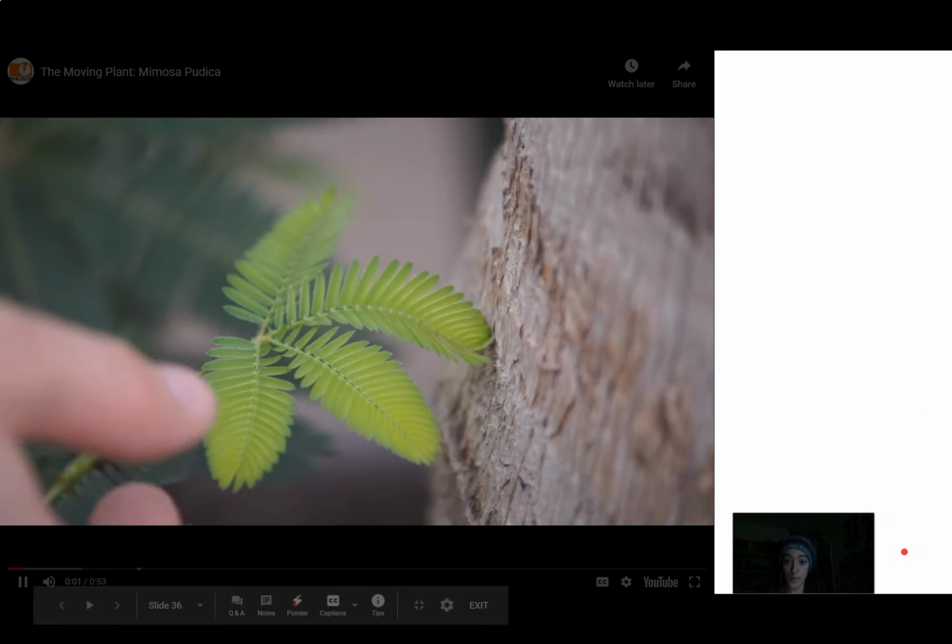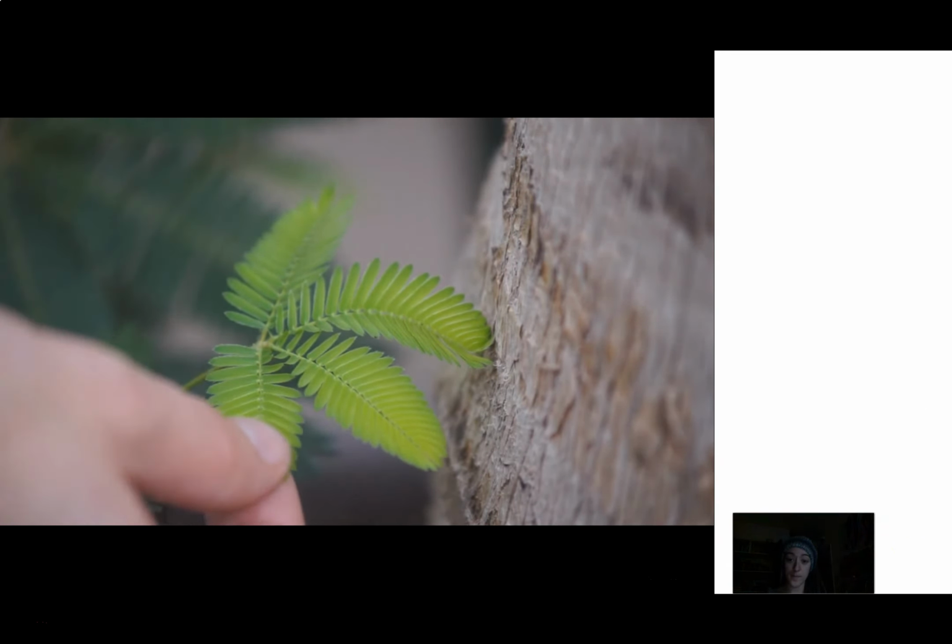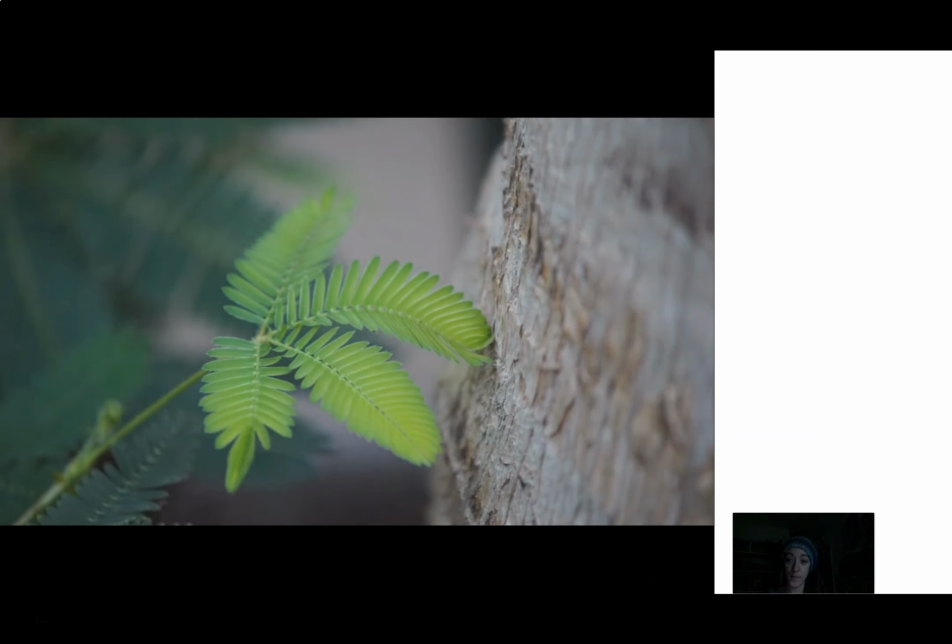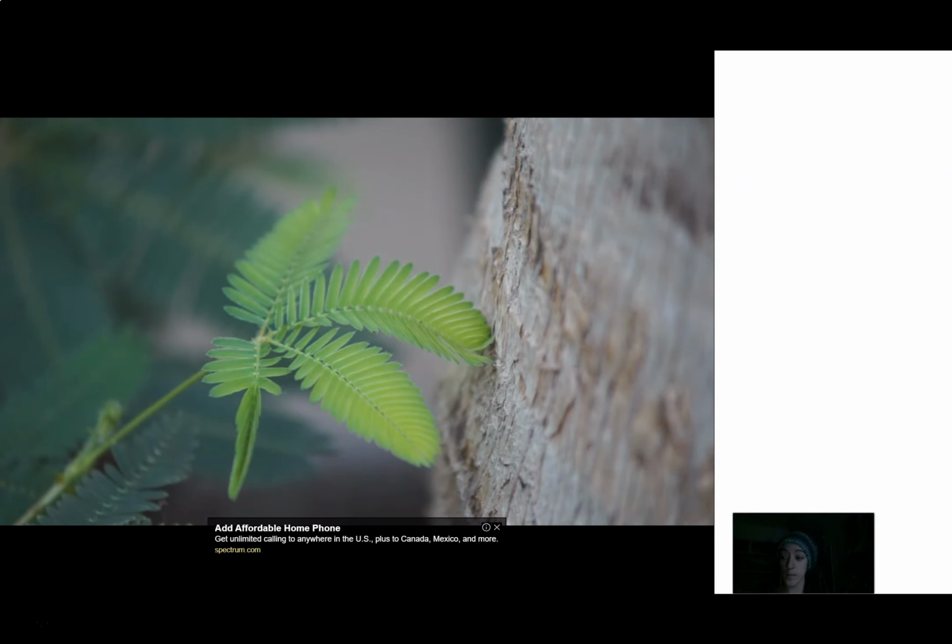Hey YouTube, I found an interesting plant at the Auckland Domain Winter Gardens. This plant is called the Mimosa pudica. This plant is very unusual because it can fold up its leaves when they're disturbed.